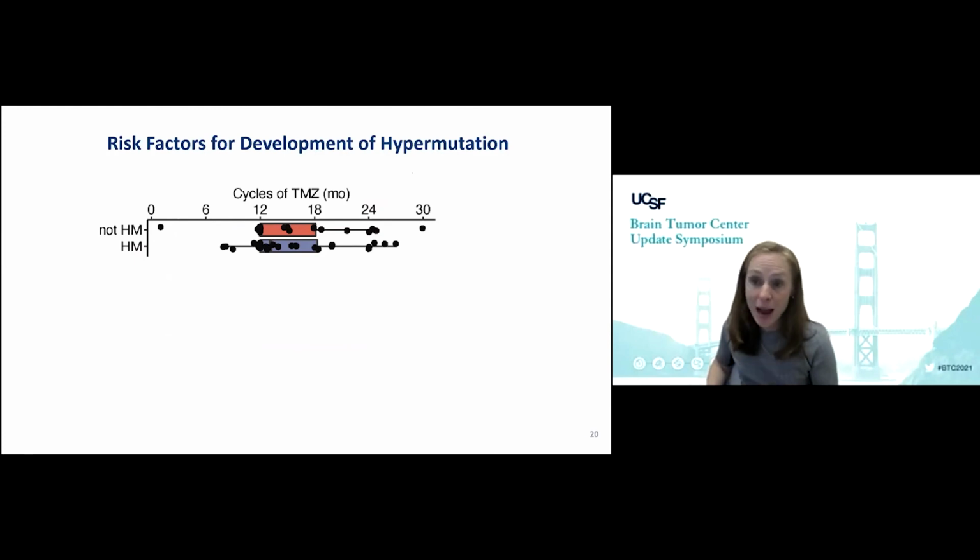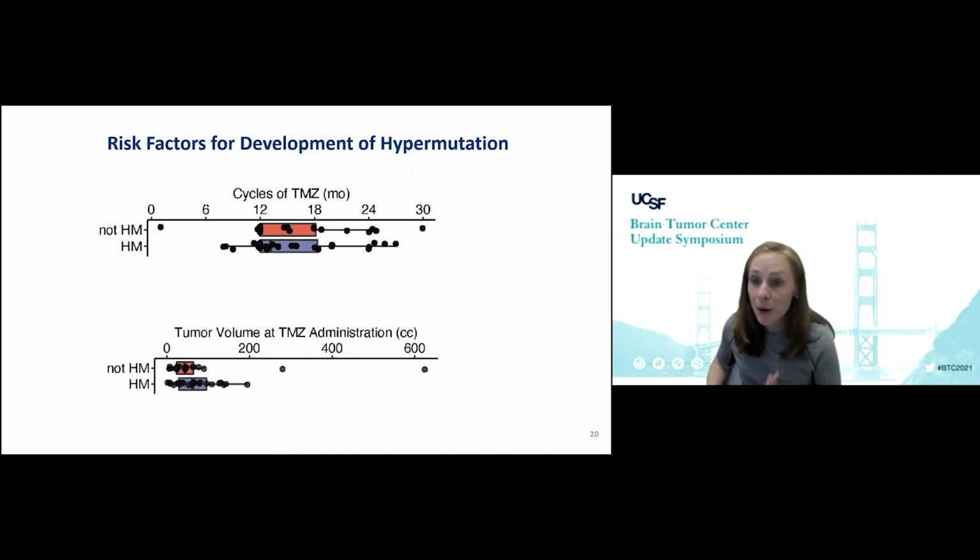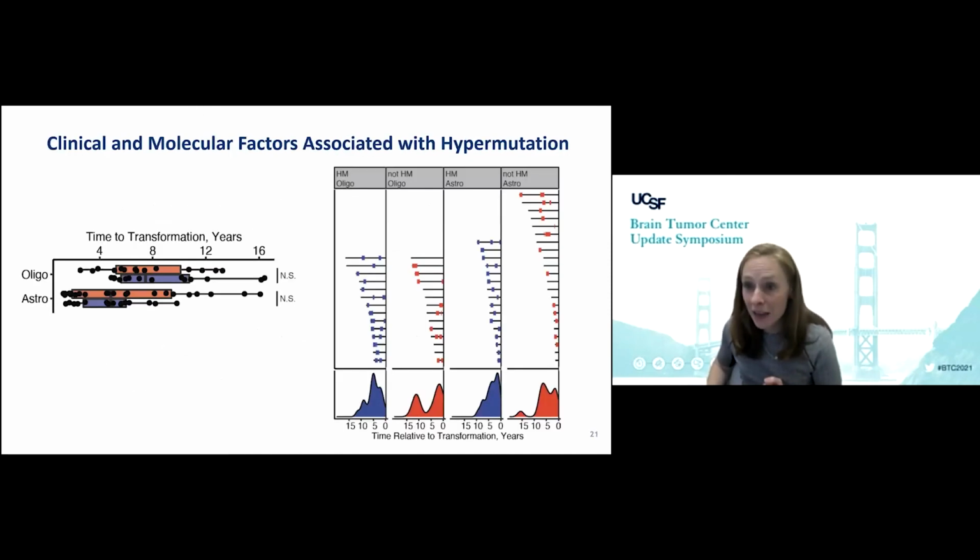We were wondering if the amount of Temodar made an impact. It didn't seem to. It could be any amount of Temodar. How about the tumor volume? Also didn't seem to make an impact. Joe already hinted at this, but there was no timing. It really was so variable when patients would become hypermutated. It wasn't soon after, it could be years after, and it was seen for both oligos and astros that way.